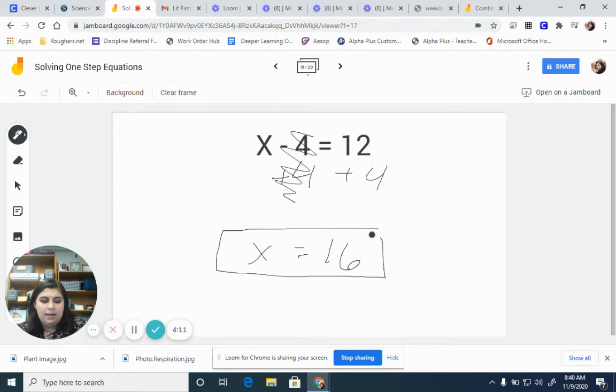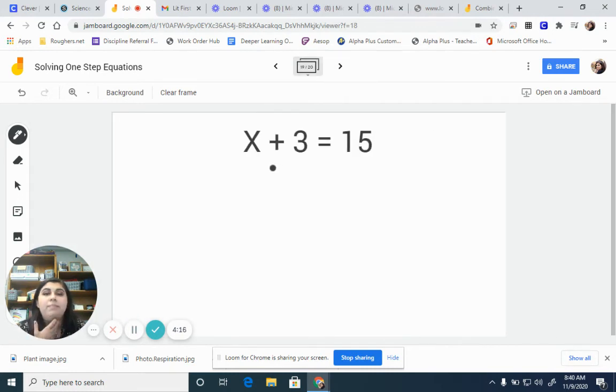Then I'm going to do it all over again. So I'm going to go here. I have x plus 3. What's happening to x? Well, there's an adding 3. How do I get rid of an addition? Doing the opposite, which is subtraction. So I would subtract 3 from both sides. X stays by itself because that goes away now. And then 15 minus 3 is going to give us 12.